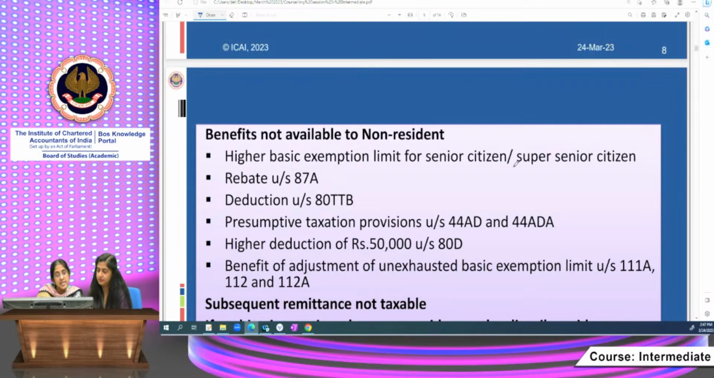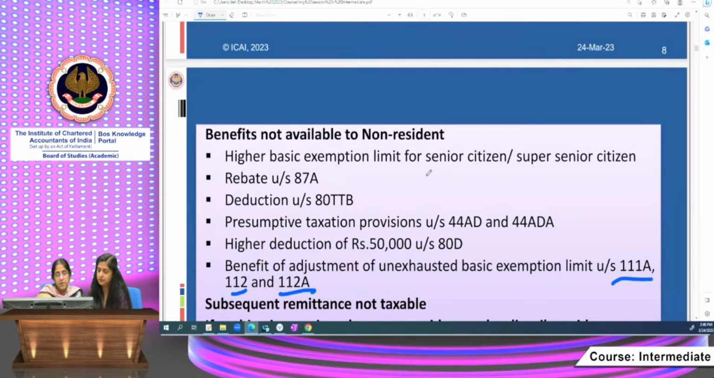Then a non-resident cannot avail of presumptive tax provisions under 44AD and 44ADA. There's no restriction in 44AE though. AE they can avail of, but AD and ADA they can't avail. And they will not be eligible for the higher deduction of 50,000 under 80D. They will be eligible only for 25,000. Then the benefit of exhausting the unexhausted basic exemption limit for computing capital gains tax under 111A, 112 and 112A also will not be available to a non-resident.